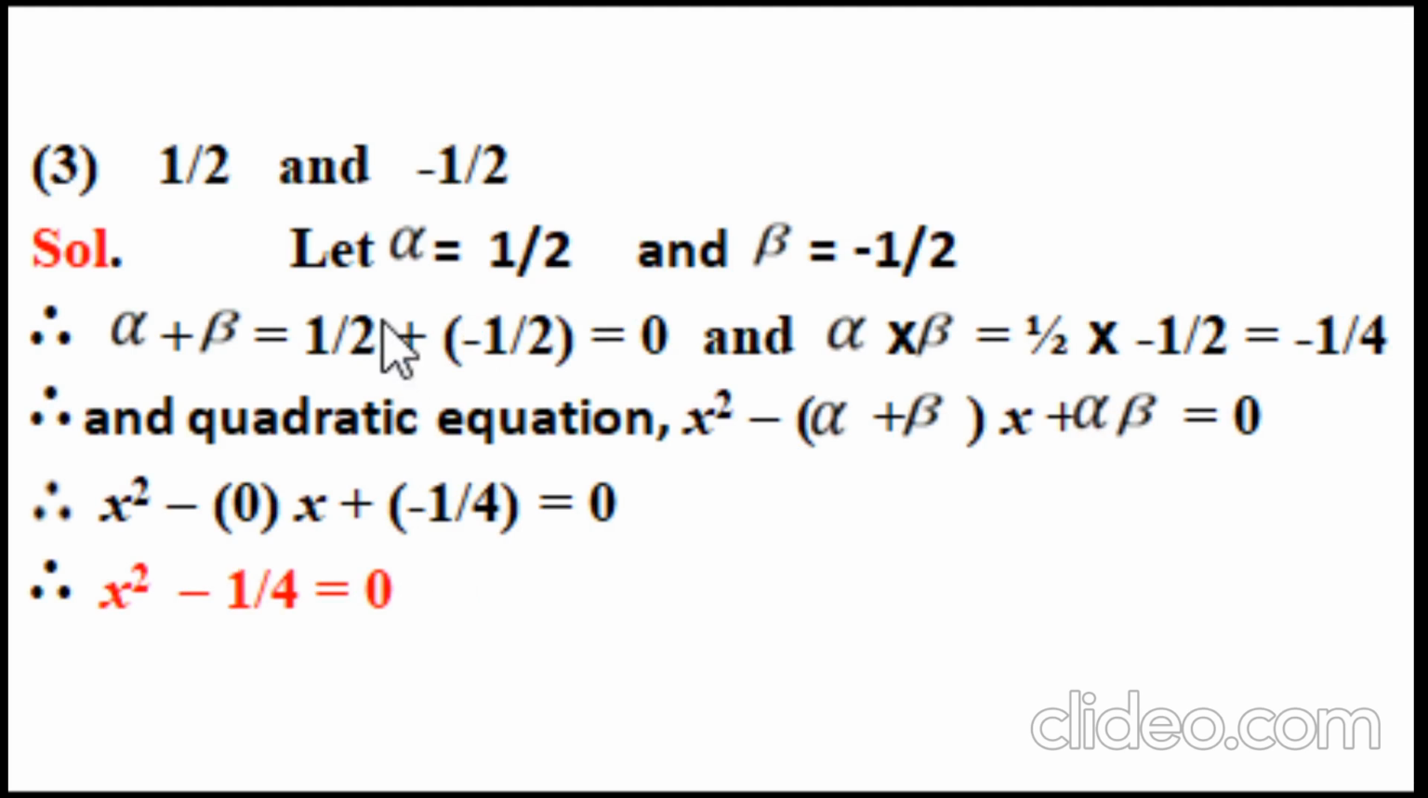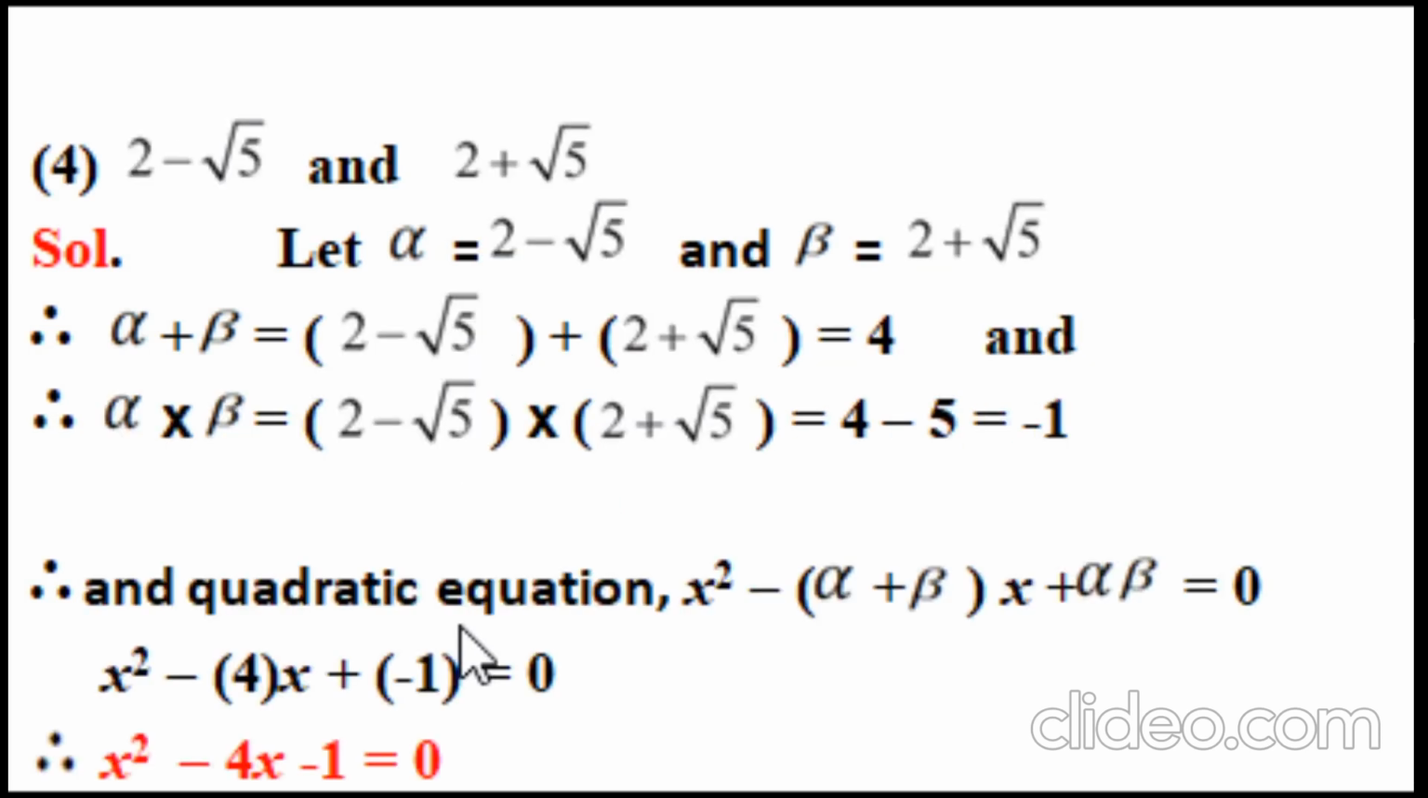Then 1 upon 2 and minus 1 upon 2 are the roots. So alpha is equal to 1 upon 2, beta is equal to minus 1 upon 2. So alpha plus beta we get 1 upon 2 minus 1 upon 2, that is 0. And alpha into beta we get minus 1 upon 4. Putting this value in the equation, we get x square minus 0x minus 1 upon 4, that is x square minus 1 upon 4 is equal to 0.